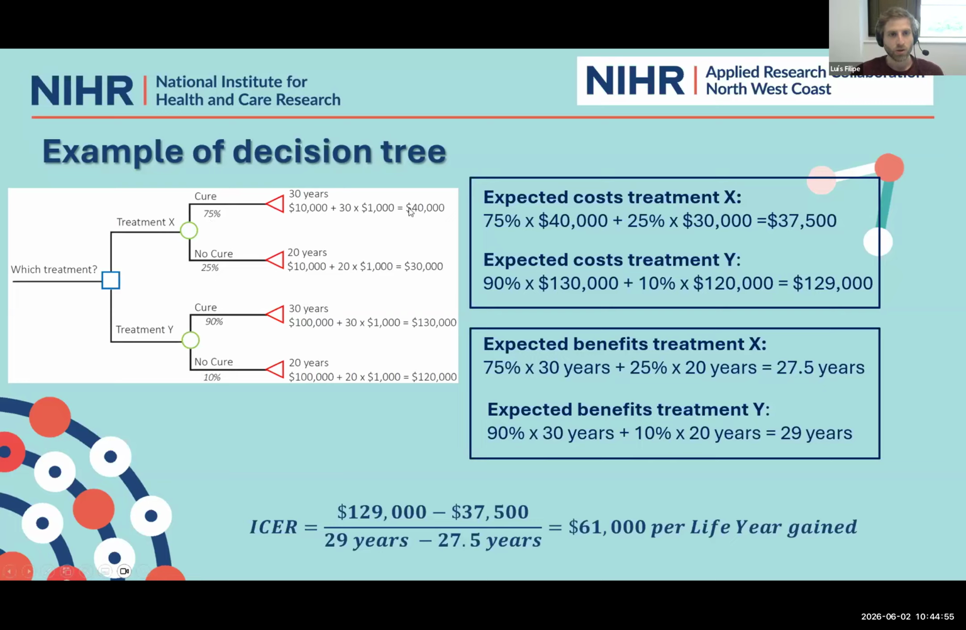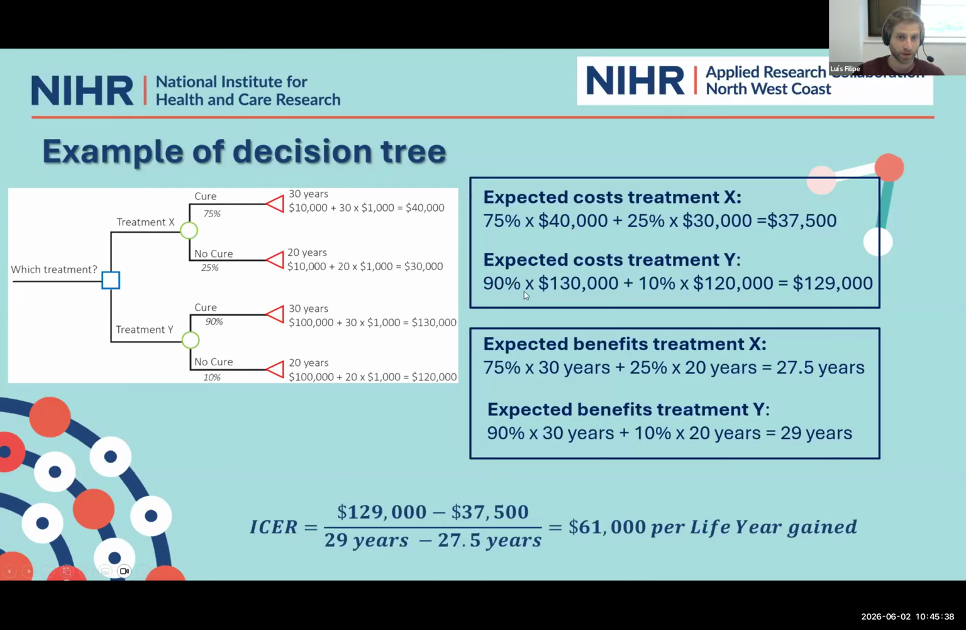So what are we going to do? With 75%, we need to pay these 40,000 pounds. That's what we are going to do here. With 75%, we pay the 40,000 pounds, this first part. But with 25%, we pay the 30,000 pounds. So we need to do this sum: 75 times the 40 and 25 times the 30. And we get to a total expected cost of 37,500 pounds.